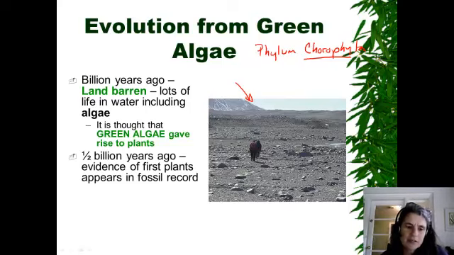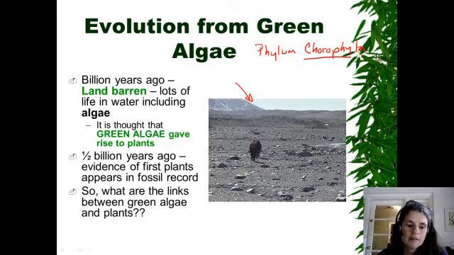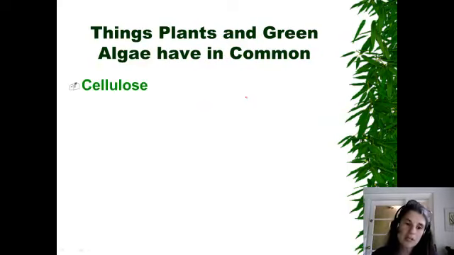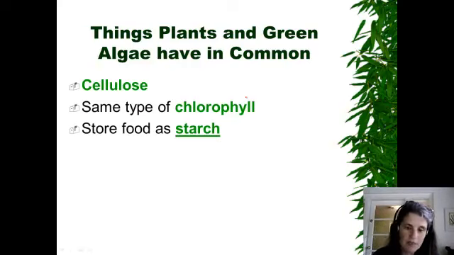A half a billion years ago, about 500 million years ago, we have the first evidence that appears in the fossil record of things that we truly could have called plants and not algae. So the links between these algae and these plant descendants that we have are several. Green algae and plants both have cellulose. They share the same type of chlorophyll. They both store food in the form of starch. And there are several other aspects of plants and green algae that convey similarity and common origin.